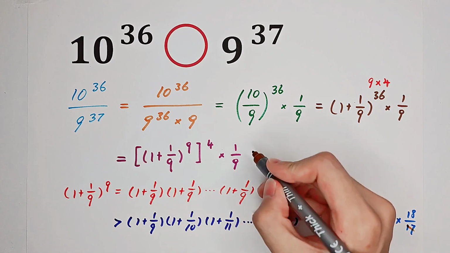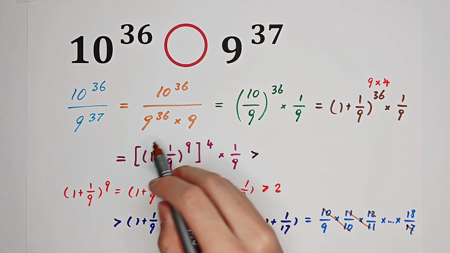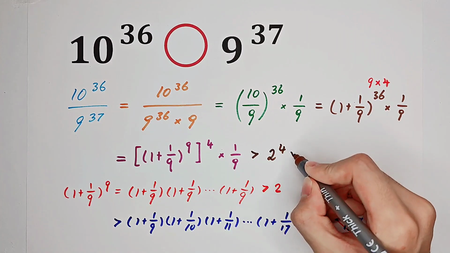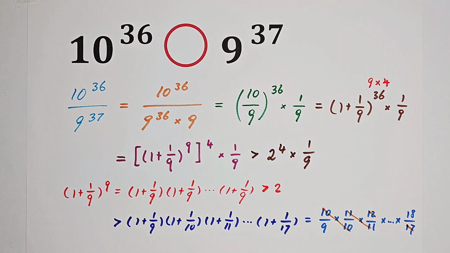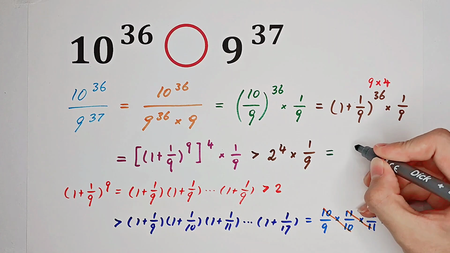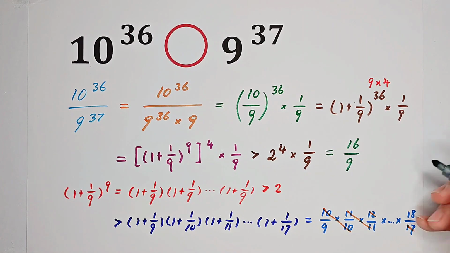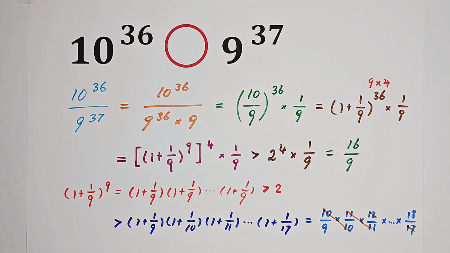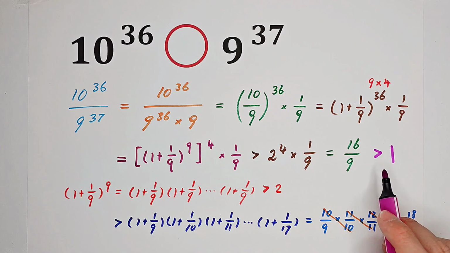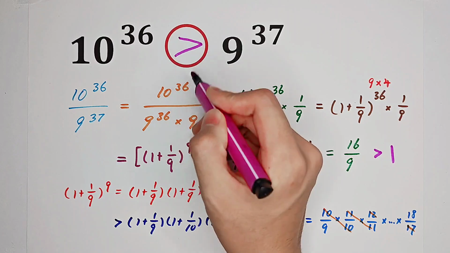Go back to this term. This thing is greater than 2. So it is greater than 2 to the power of 4, then times 1 over 9. And you know that 2 to the power of 4 times 1 over 9 is 16 over 9. And 16 is obviously greater than 9, which means their quotient is greater than 1. This is greater than 1, which means 10 to the power of 36 over 9 to the power of 37 is greater than 1. And the left-hand side is, of course, greater.